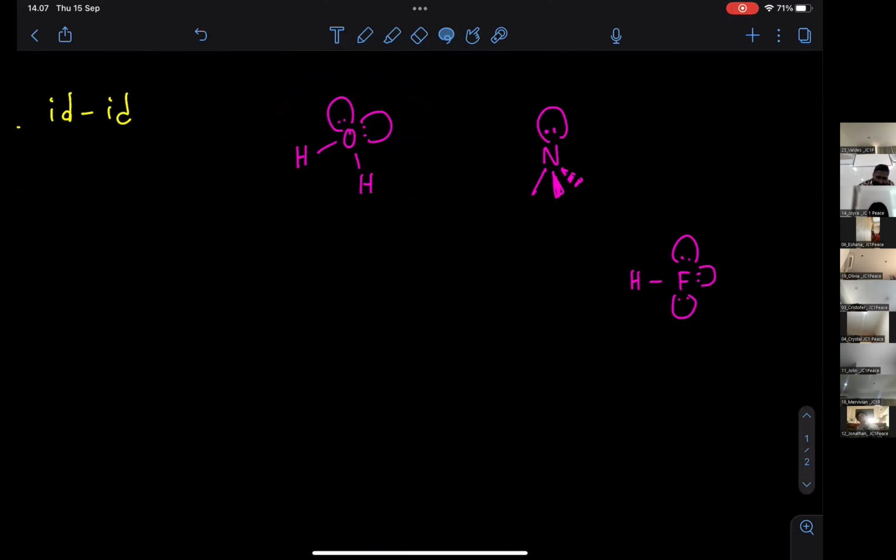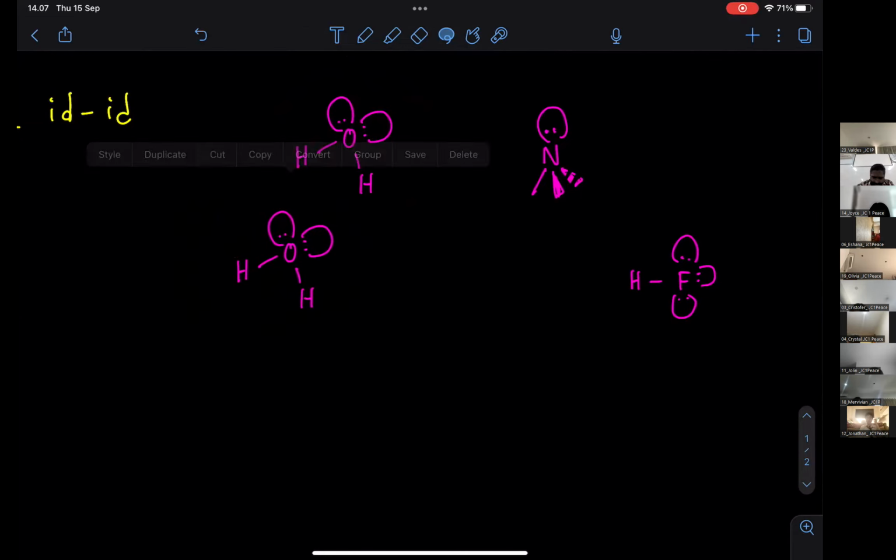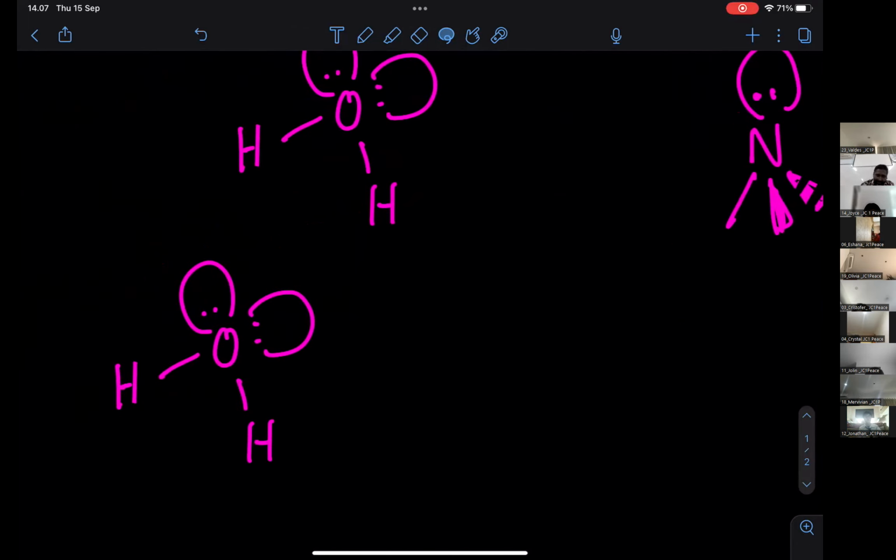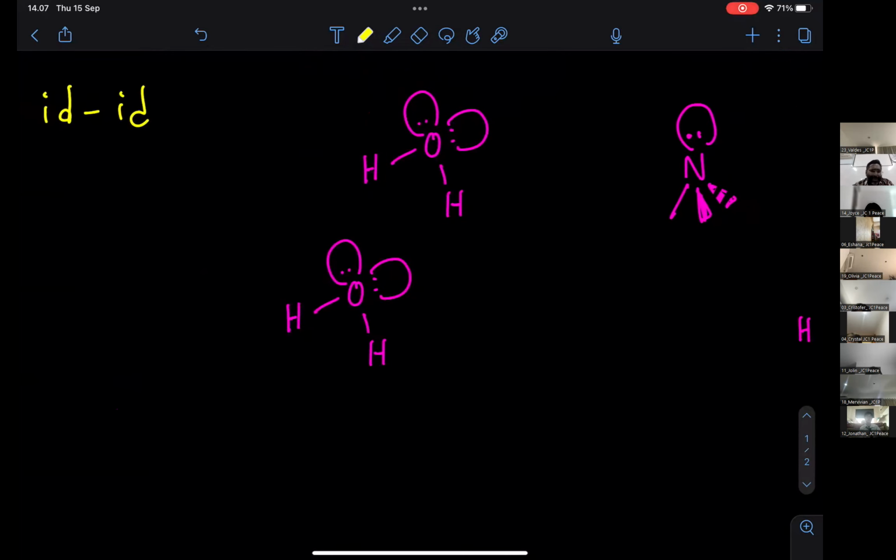Sometimes students get confused. They think hydrogen bonding happens within the molecule itself, between this hydrogen and this oxygen. Wrong, it's not like that. If you look over here, we know that this part is delta negative, this part is delta negative, and this is delta positive, this is delta positive.